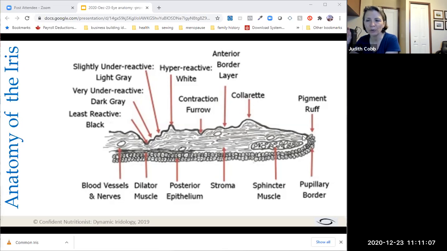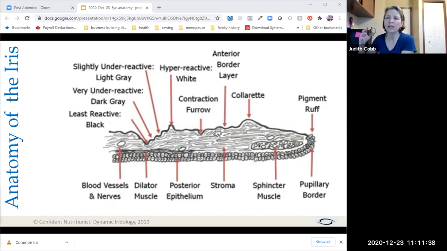Now this anterior border layer is behind the cornea. So we've got the cornea up here, okay? And when we have this cornea and we've got the fluid and then we've got the iris, and we've got the anterior border layer of the iris. This anterior border layer is where the pigment is held. So if you're looking at someone who's got blue eyes, they have very little pigment in their eyes. If you're looking at someone who has hazel eyes, they've got more pigment.